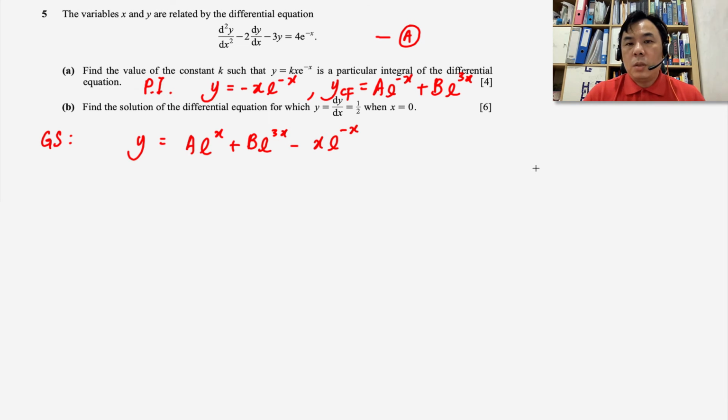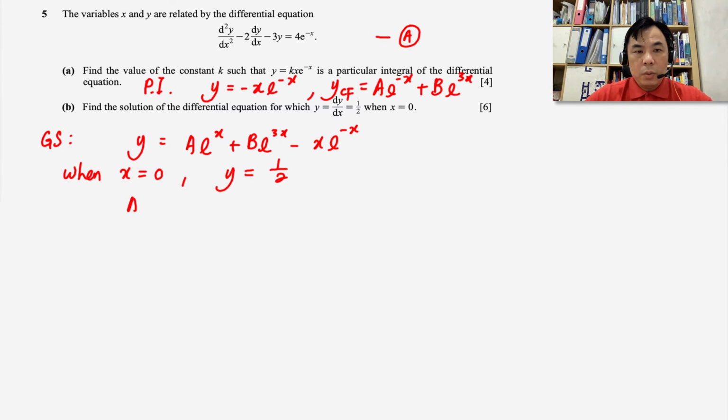In order to obtain a specific solution, we're going to make use of the conditions given to us. When x is equal to 0, y is equal to a half. That's how it reads to me. So when x is equal to 0, this part here is 0, and what we're left with is A plus B equal to a half. Now that will be our first equation. Okay, let me rewrite these numbers correctly.